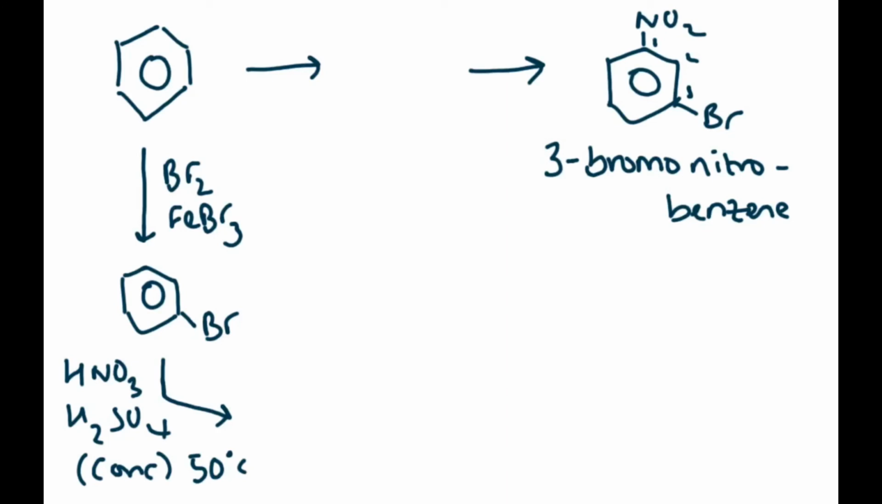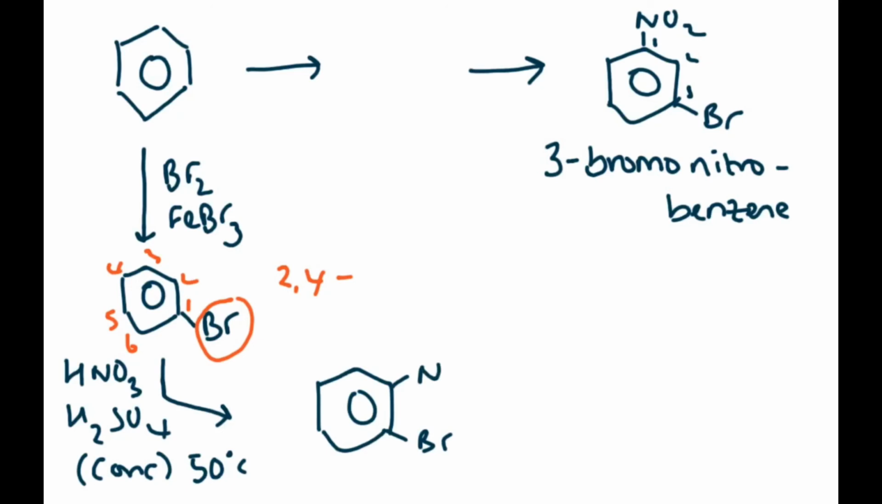Where is the nitro group going to go? Well, Br is a 2,4-directing group. Okay, so the NO2, if this is carbon 1, carbon 2, carbon 3, carbon 4, carbon 5, carbon 6, then the NO2 is either going to go, let's draw the options, either there, or that's the 2 position, or it could go here, squeeze it in, sorry. There's 2 options there for bromo nitrobenzene.